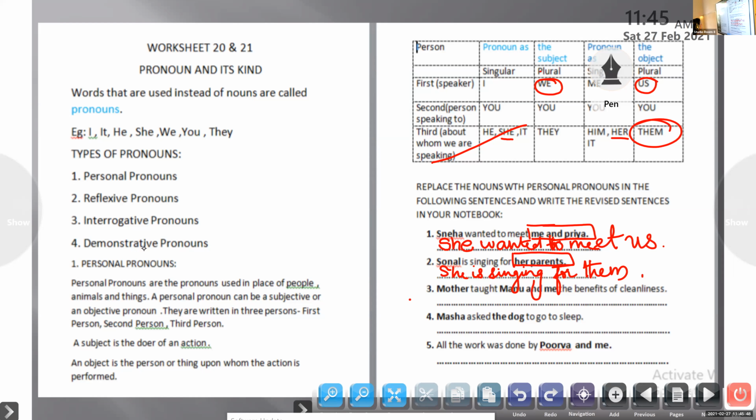Mother taught. So these exercises are very, very important, children, for the written examination. Mother taught, yes, Manu and me. Come on, Anandita. It is not unmuted. Come on. Mother taught Manu and me the benefits of cleanliness. Okay, so that's the question.